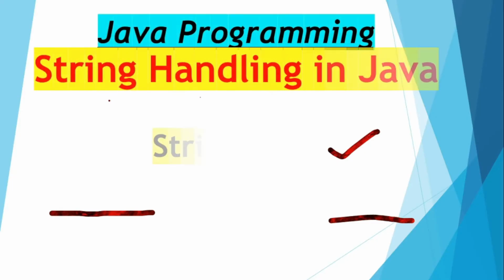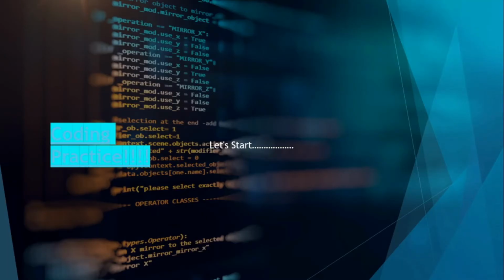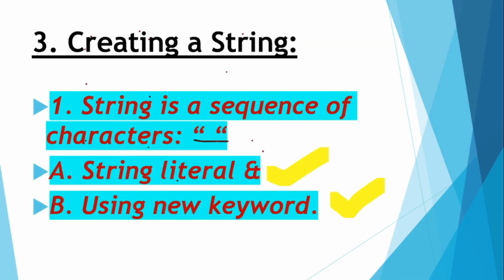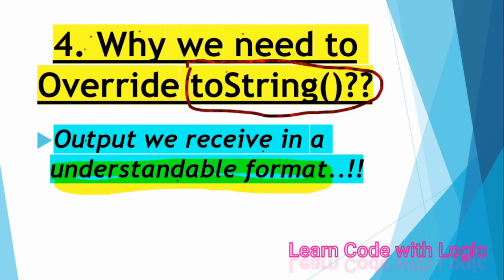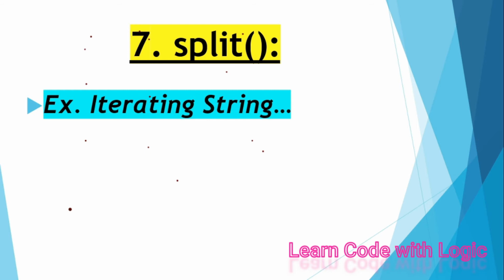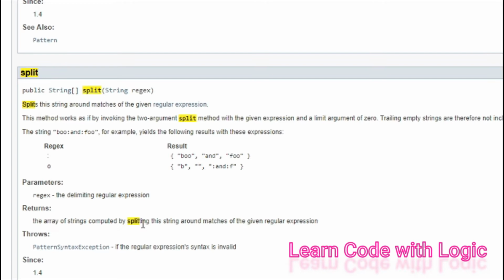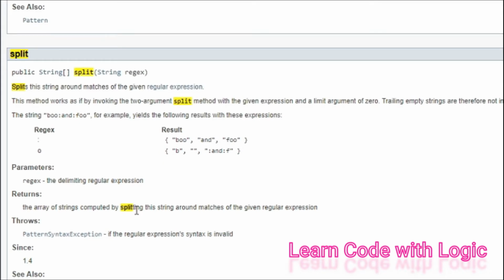Hey guys, welcome back to string handling tutorials in Java. Today's video I will talk about what is the split method and how it is useful for iterating the values in a string. The split method returns an array of strings computed by splitting this string around matches of the given regular expression. This is so confusing. Let me go over the example and talk about this one later.